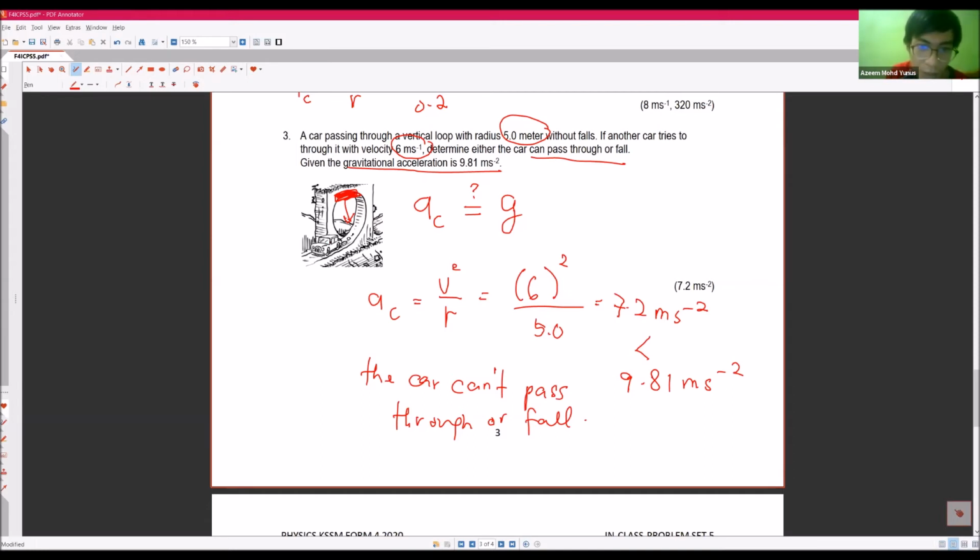The radius, we need to rebuild this structure, so it's going to take us a long time to do that and a lot of cost. But if we increase the speed of the car, which is quite easier, then we can manage to pass through the loop.